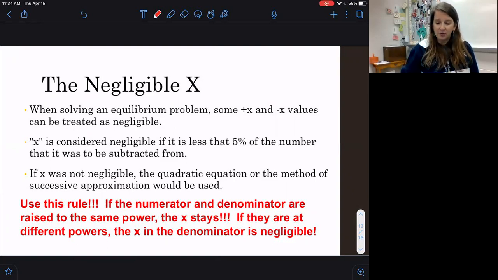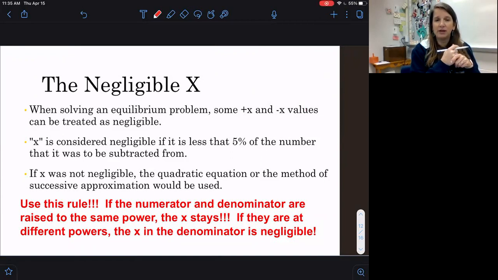So these first three bullet points in black, those are talking about the correct way that we can make X negligible. It's this, 5% difference, or if it's less than 5%, the value of our equilibrium constant. But we don't look at that. We're going to make it really, really simple. So I want you to look at this note in red. We're going to use this rule down here.